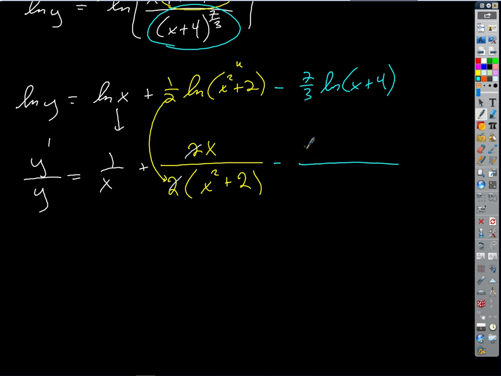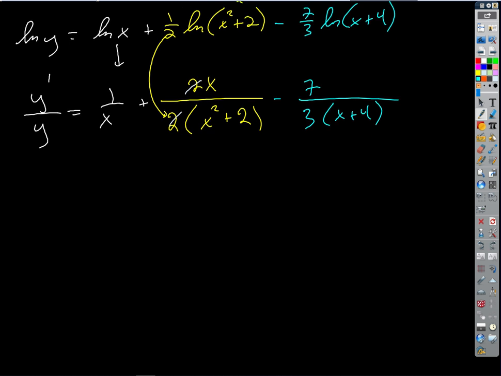Minus 7/3. But what else goes on top? What's the derivative of log? Well, u prime is what in this case? 1. There's u. Okay, so that's my answer.